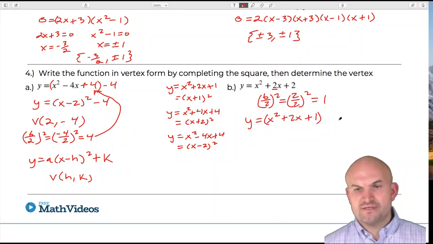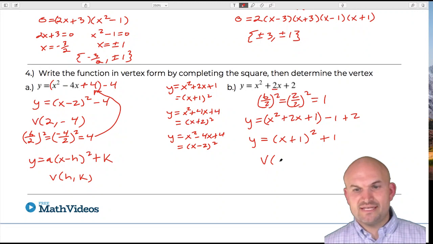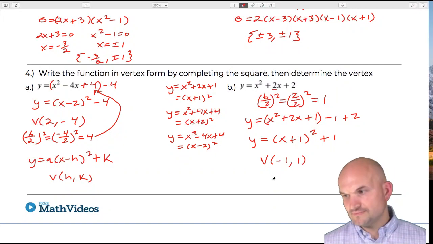So what I'm going to do is take that and add it to my first two terms. But you just can't add a 1 and not subtract a 1. And then remember, there is always a plus 2 here at the end, right? Well, now I've created my perfect square trinomial, which I know I can factor down to a binomial squared. And then I can add 1. So now you can see this vertex is the opposite on the inside, and then plus 1.